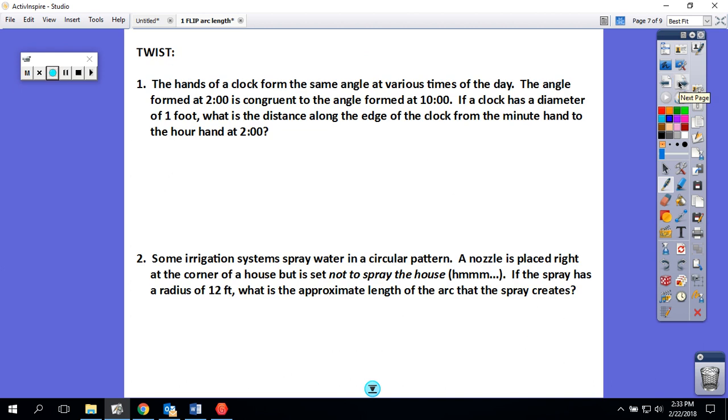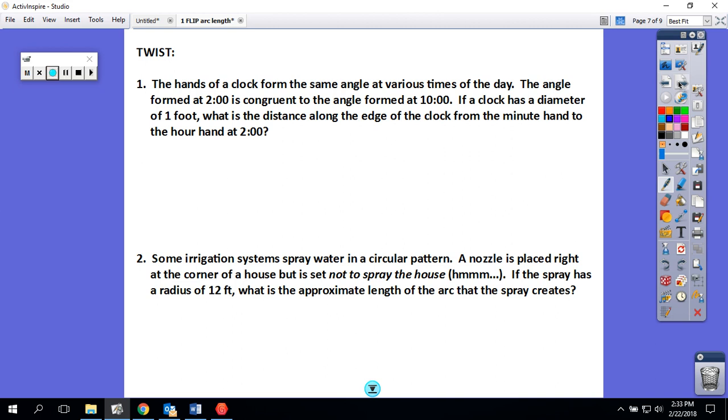Alright, so the hands of a clock form the same angle at various times of day. The angle formed at 2 o'clock is congruent to the angle formed at 10 o'clock. If a clock has a diameter of 1 foot, what is the distance along the edge of the clock from the minute hand to the hour hand at 2 o'clock?